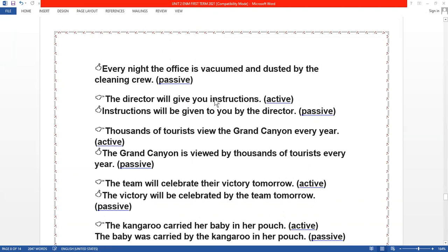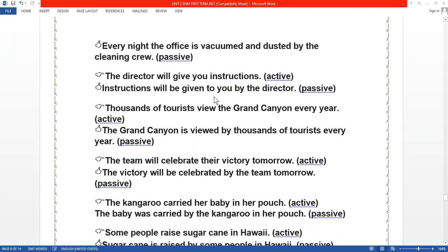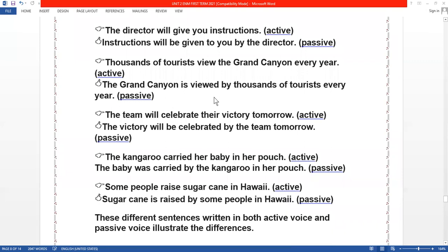Thousands of tourists view the Grand Canyon every year. The Grand Canyon is viewed by thousands of tourists every year. The team will celebrate their victory tomorrow. The victory will be celebrated by the team tomorrow. This is future. The kangaroo carried her baby in her pouch. The baby was carried by the kangaroo in her pouch.